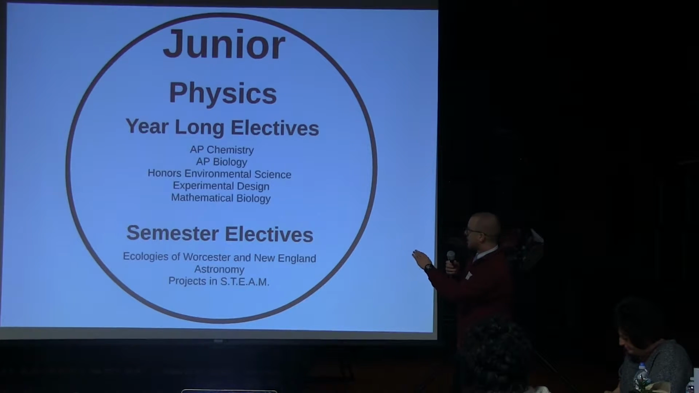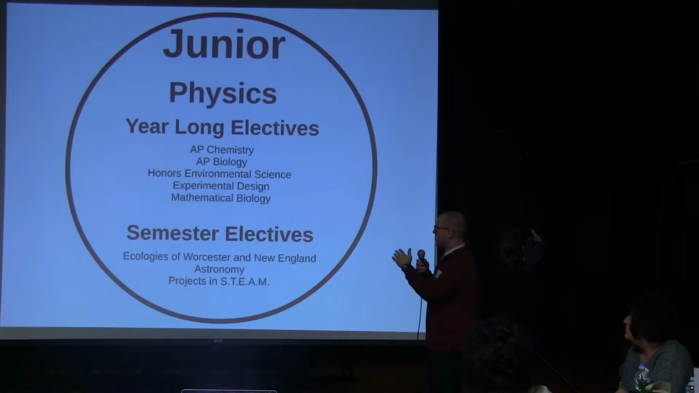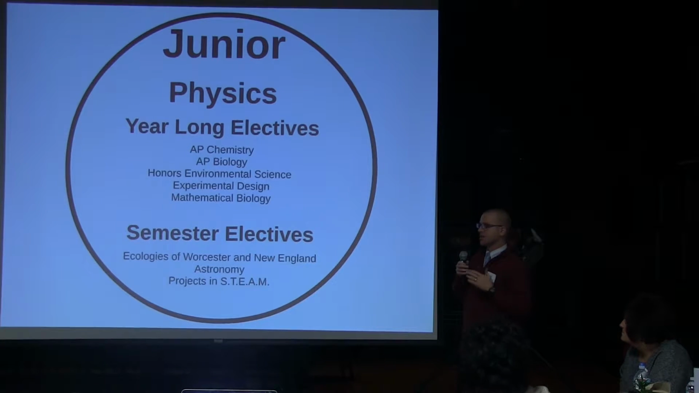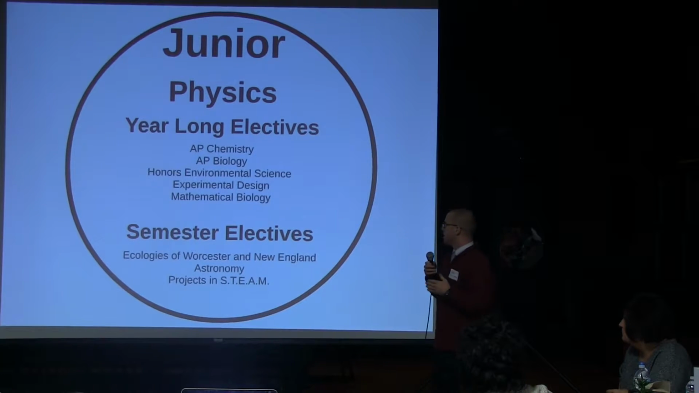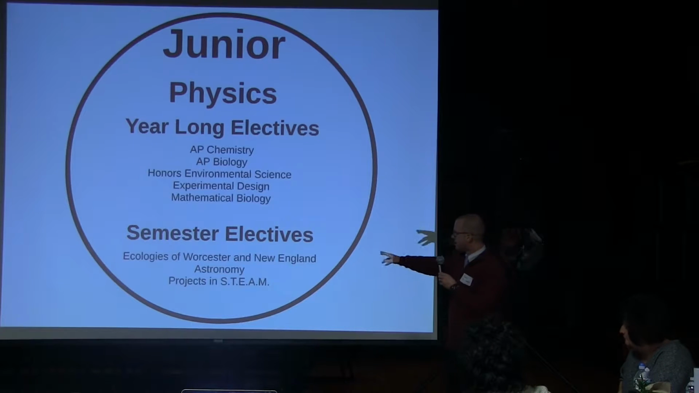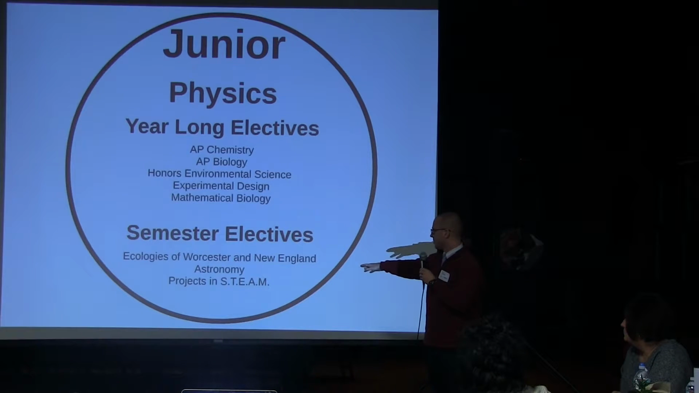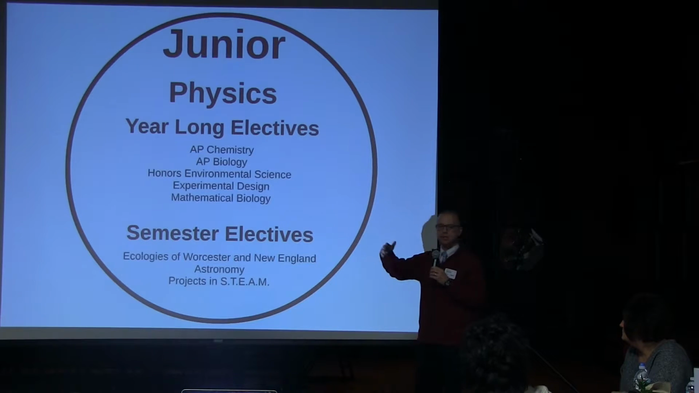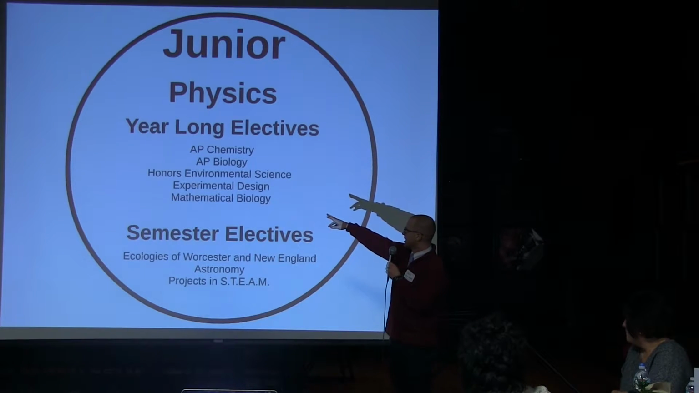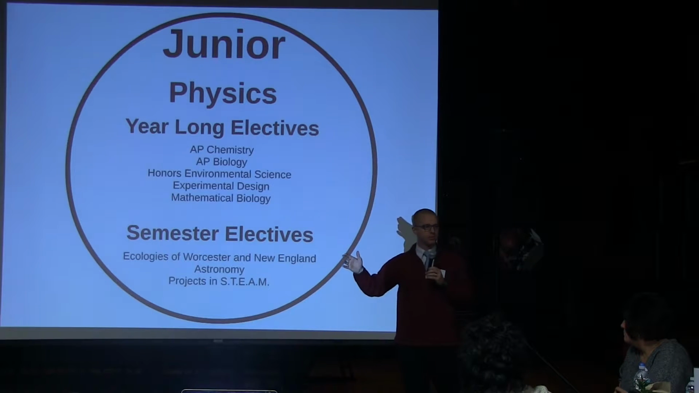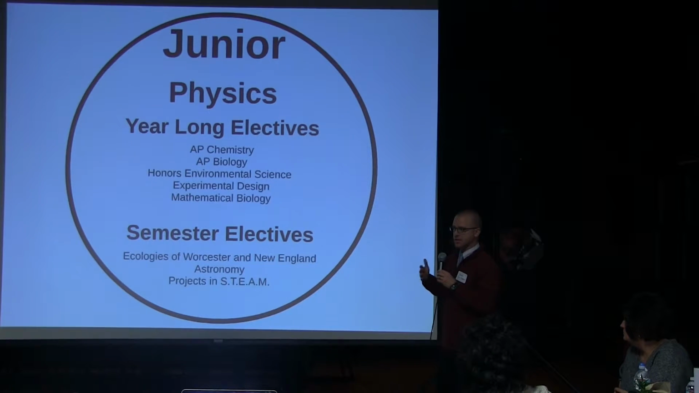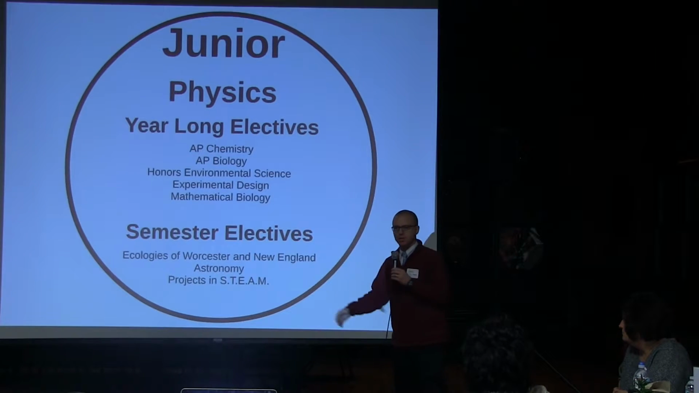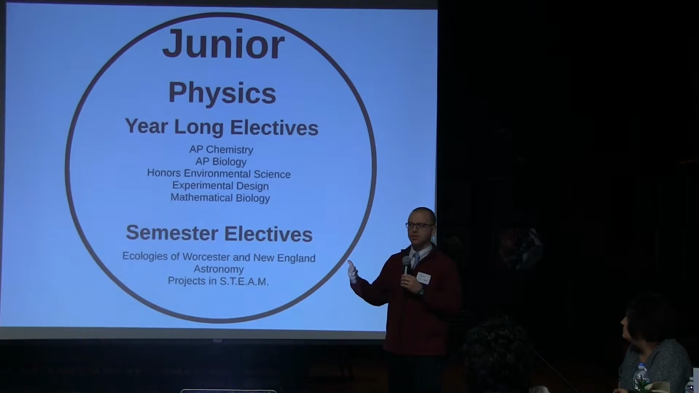So physics is up there, and then we have these year-long electives: AP Chem, AP Bio, Honors Environmental Science, that's a great class. Experimental Design, another really good open-ended class, and then Mathematical Biology. And then down here, some semester electives, Ecologies of Worcester and New England. This is a very place-based class, so the students are out of the classroom a lot, as well as Honors Environmental Science, another class where students are out of the classroom a lot, spending a lot of time out in the field collecting data, so I think that's really good. Astronomy, and then this Projects in STEAM class, which is the next step after our Introduction to Engineering.